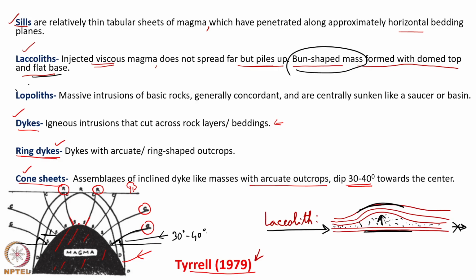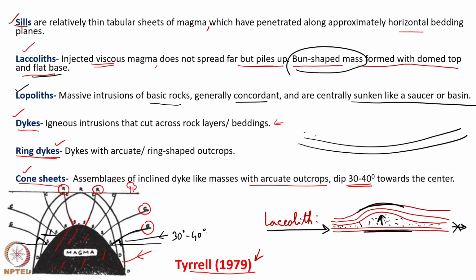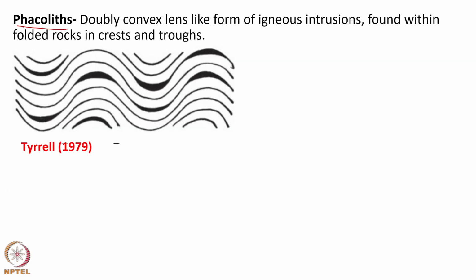Now, let us come to lopolith. These are massive intrusions of basic rocks, generally concordant, and are centrally sunken like a saucer or basin. Consider, over a large scale, an igneous intrusion which is concordant and of this kind of geometry. So, it looks like a basin or a saucer, and it is a concordant intrusion, and this is an example of lopolith.